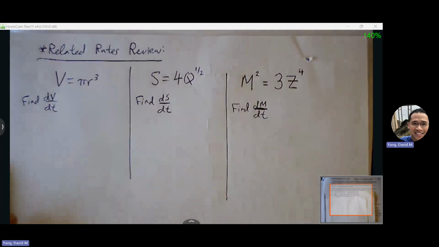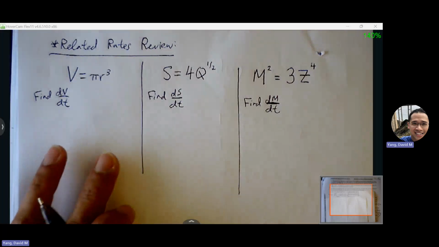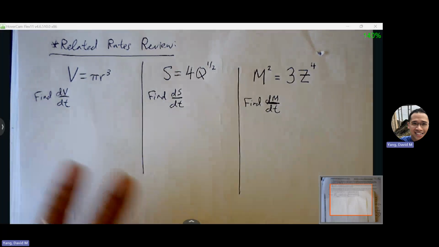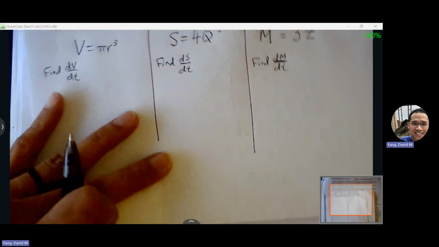I just want to do a quick review of related rates, just in terms of finding derivative. So if you have any empty space, you can probably put it. We're not going to do part G, so you can put this bottom here.